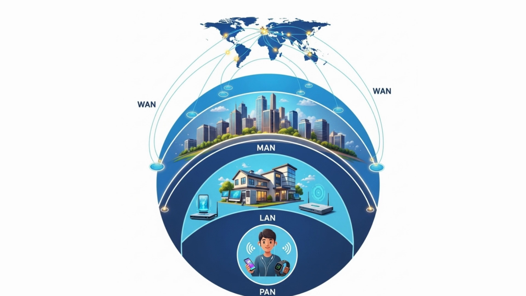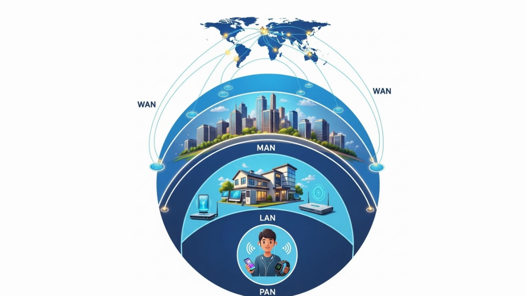Now scale it up to a metropolitan area network. This network connects multiple LANs within a city or a large campus. Imagine a bank with several branches in the same city. All their systems need to communicate securely and quickly. That is what a MAN enables.